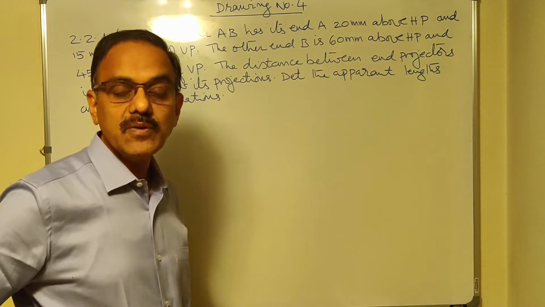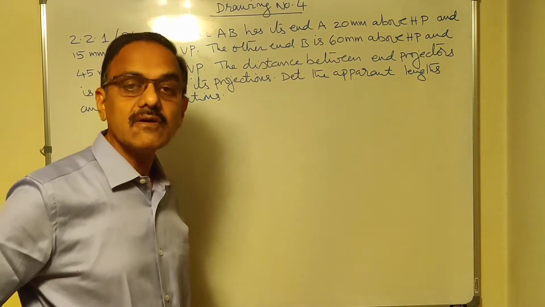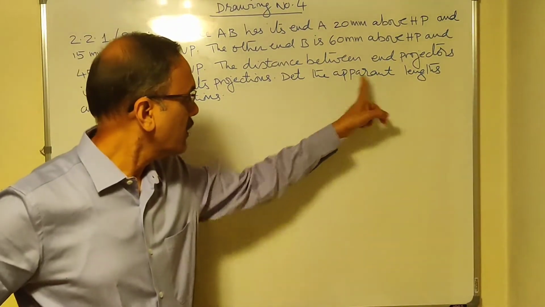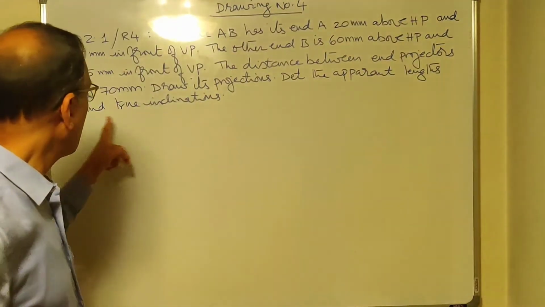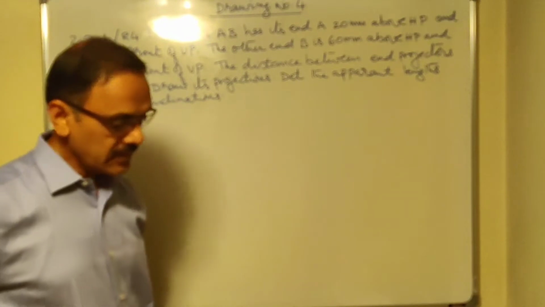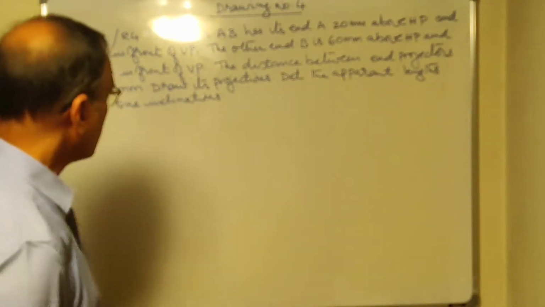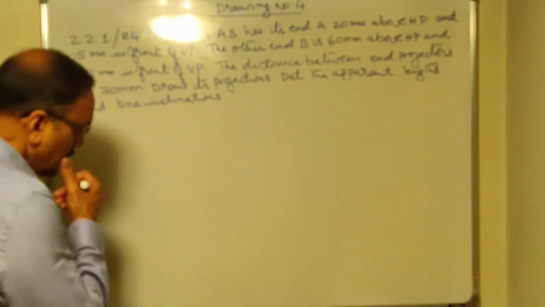Then let us see what is to be found. Let us draw the projections of line AB first. You are asked to determine the apparent lengths and true inclinations. So this is the problem. Okay, let me start the problem now. We are going to draw an XY line.